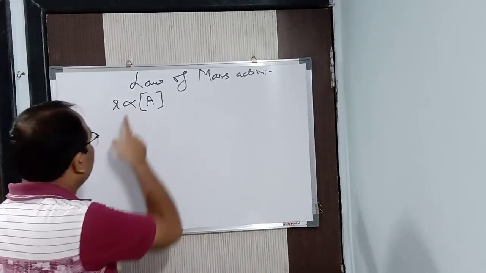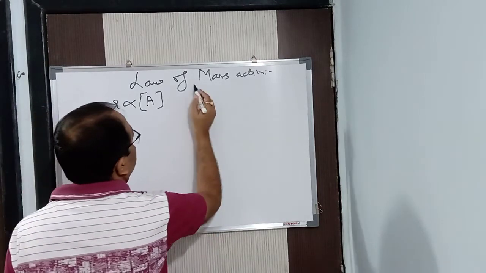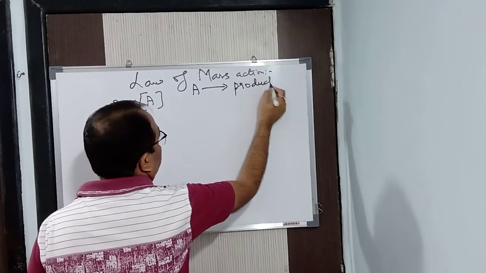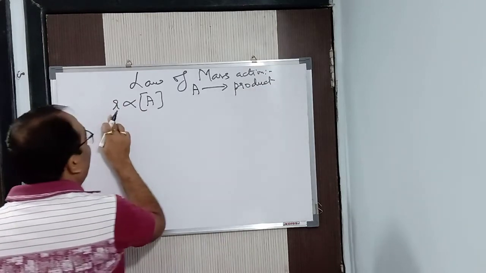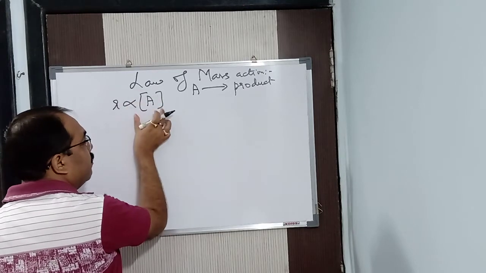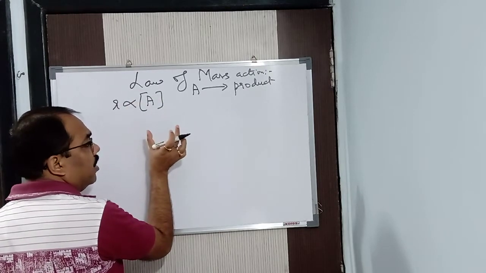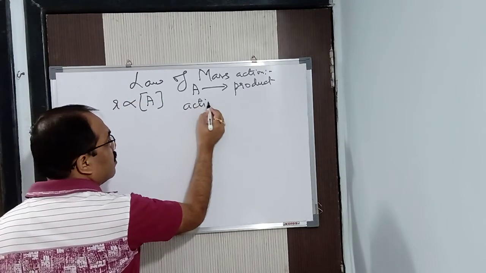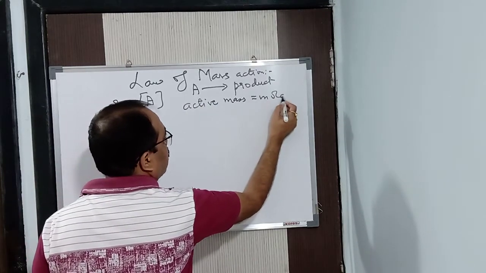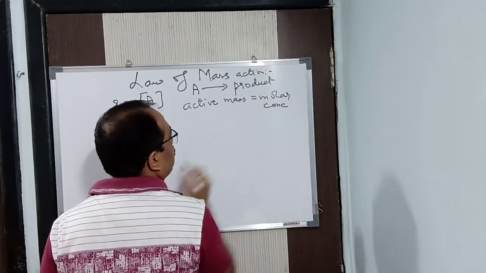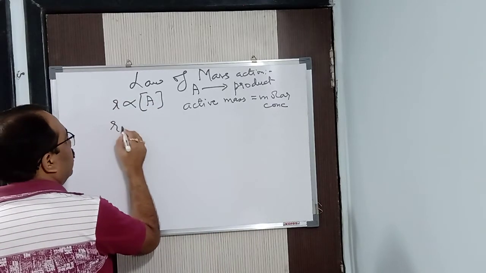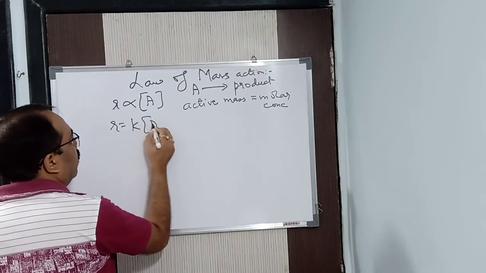Now, from where did we get this? Let us say a reaction is there, A gives product. So R is directly proportional to the concentration of A. Active mass means molar concentration, remember it. Got it? So R is directly proportional to A. So R is equal to K into concentration of A.